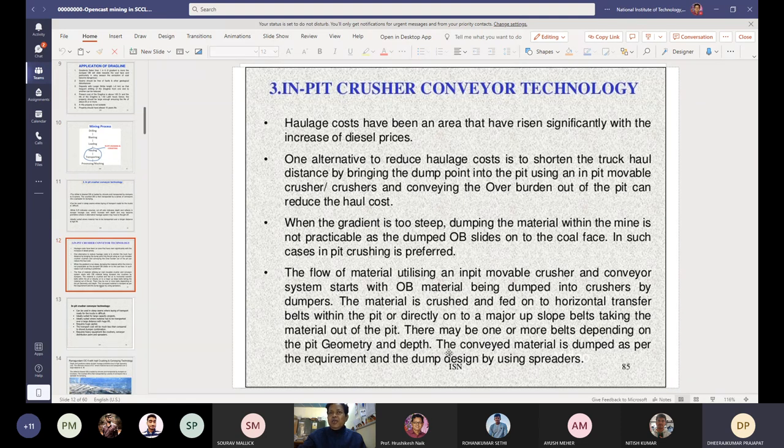The conveyed material is dumped as per the requirement and the dump design by using the spreaders. So after the material is conveyed, it is fed to a spreader, a spreading machine, where the overburden will be spread on the surface for reclamation purpose. So this is the technology which is called in-pit crushing and conveying technology.